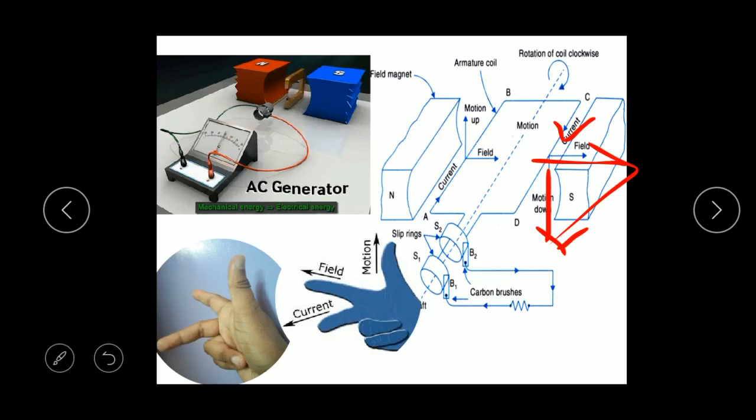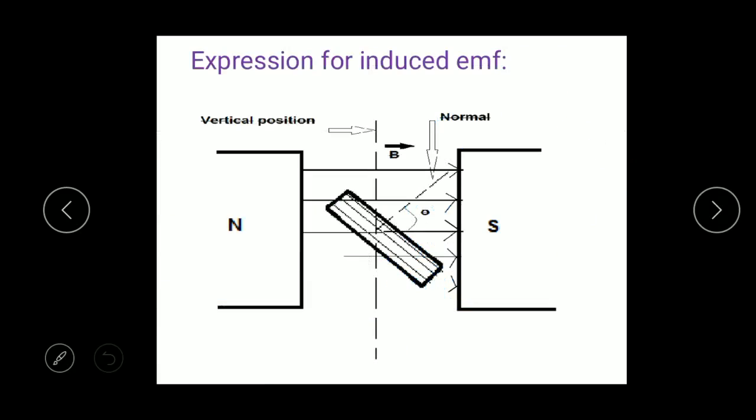So this is all about the construction, working, and how to find the direction of the induced current in the case of the AC generator, right? In the next video class we will discuss the expression for the induced EMF in the case of the AC generator, that is the theory part. We will discuss it in the next video class.